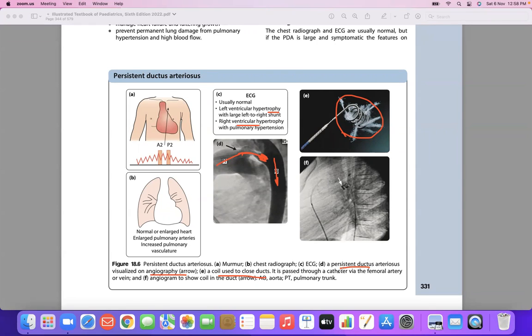This is how they do it by catheterization. I think it is passed through a catheter via the femoral artery or vein. So from the femoral artery, the catheter is passed. Here it is shown. This is the coil they used to close it. It will be passed from the femoral artery or vein, and then an angiogram shows the coil in the duct. This is the coil which they have used to close the patent ductus arteriosus. So if you remember this picture, you can remember the whole thing to answer most of the points.